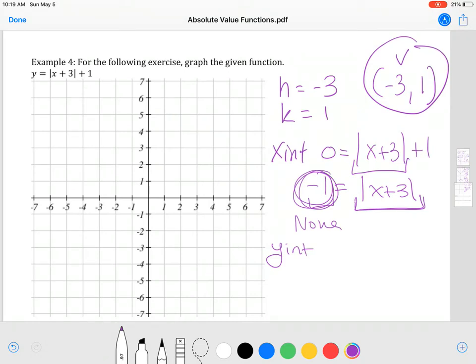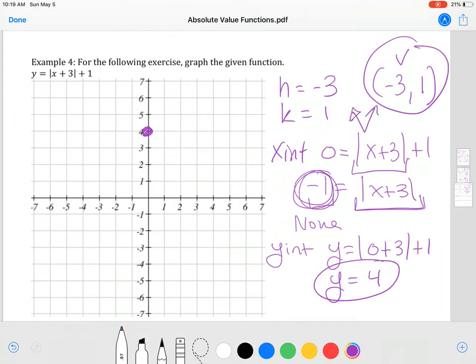For my y-intercept, that's the value of y when x is 0. So I'm going to take 0 plus 3 is 3. When I take the absolute value of 3, I get 3. And then I add it to 1 and I get 4. So my y-intercept is at 4. Because my value of a that's in front of my absolute value is positive, I'm going to have my V shape facing up.